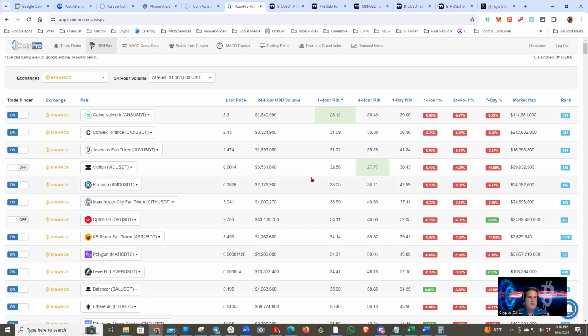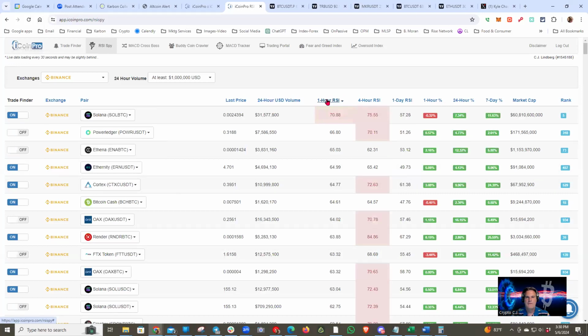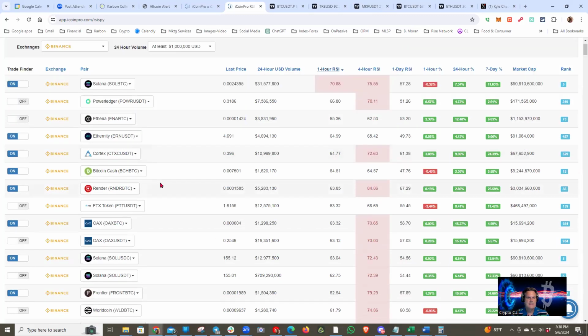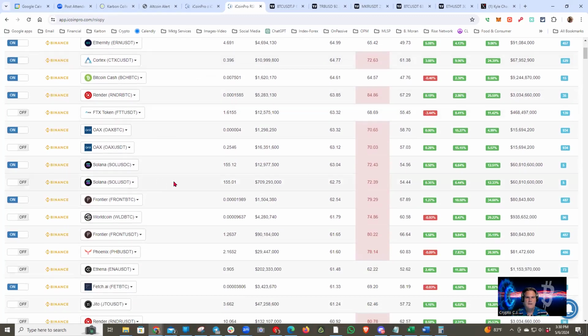You can also sort this, you can flip it. If you're looking for shorts or looking for coins that have been beaten down, you think should be coming back, you can sort for 70 and higher. We've only got one, so Solana Bitcoin pair. This stuff does have Bitcoin pairs, which I don't trade, so that's kind of annoying, but you just look past them. And we looked at Solana already.